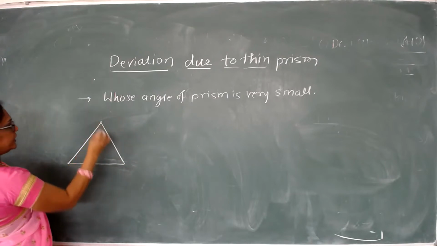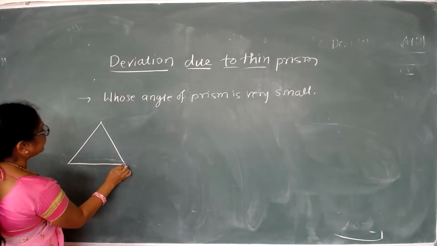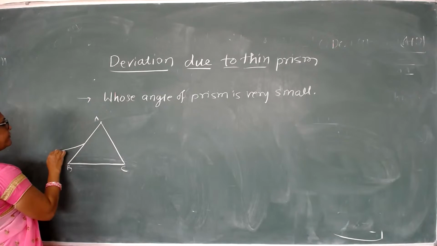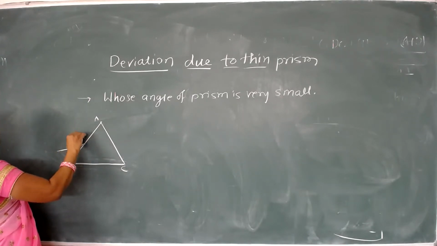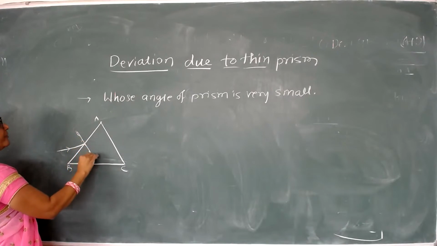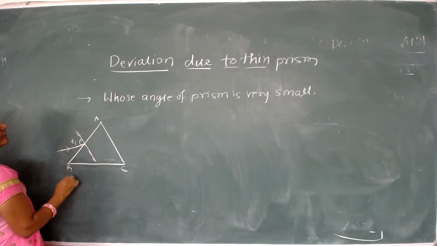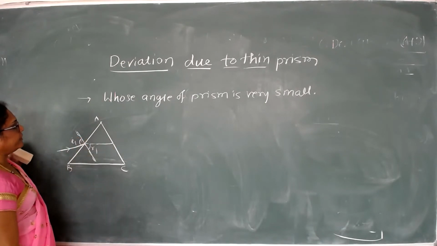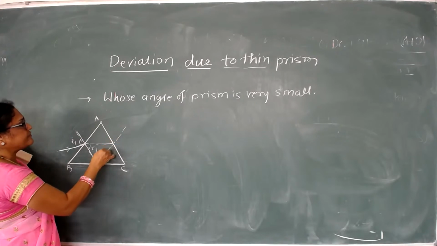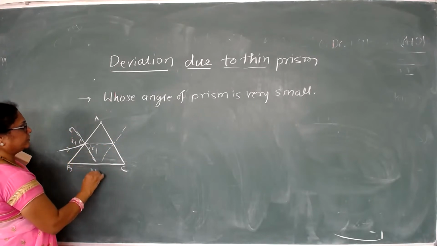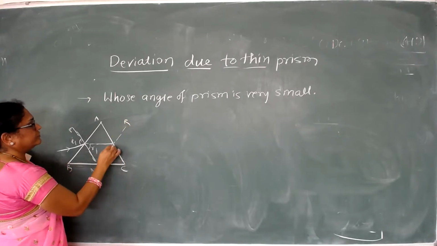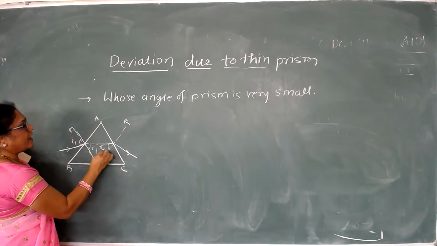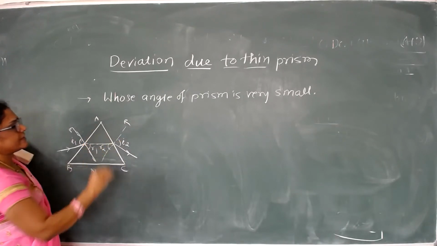So here, in this principal section of a prism, when the ray of light is incident on the first surface, this is known as the angle of incidence, that is I1. When the ray of light is refracted, this is the refracted angle R1. Suppose this is the second surface, and the ray of light is refracted. This is the incident angle R2 and this is the emergent angle I2.